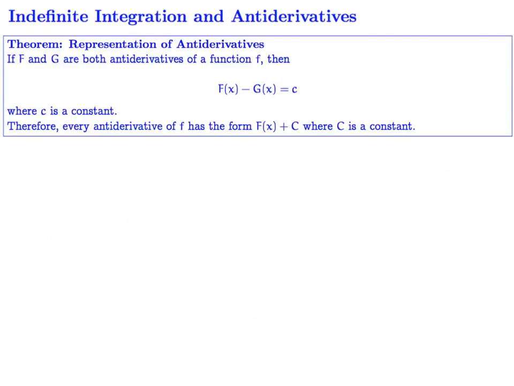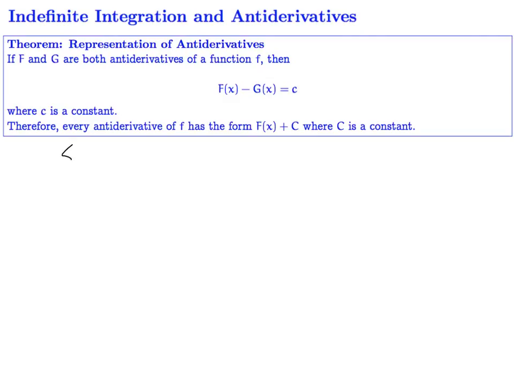So what we have here is a theorem that tells us how antiderivatives can look. We say if f and g are both antiderivatives of a function, then if you subtract them, you're going to get a constant. Therefore, every antiderivative of f has the form F of x plus c, where c is a constant. So what this tells us really is something pretty neat.